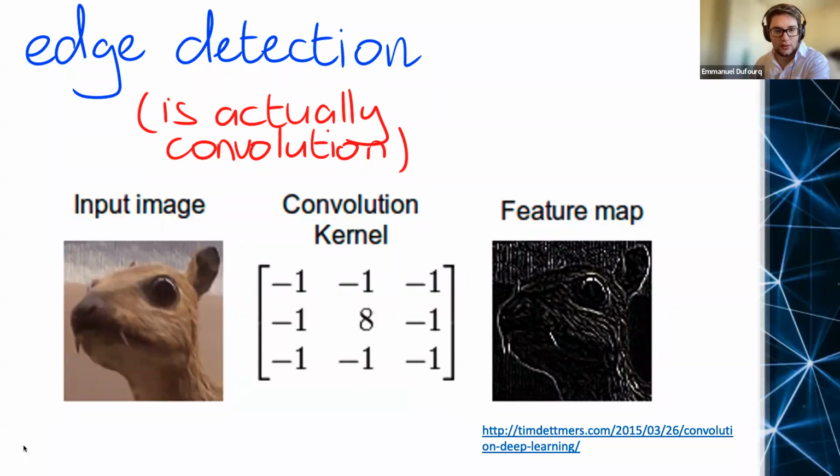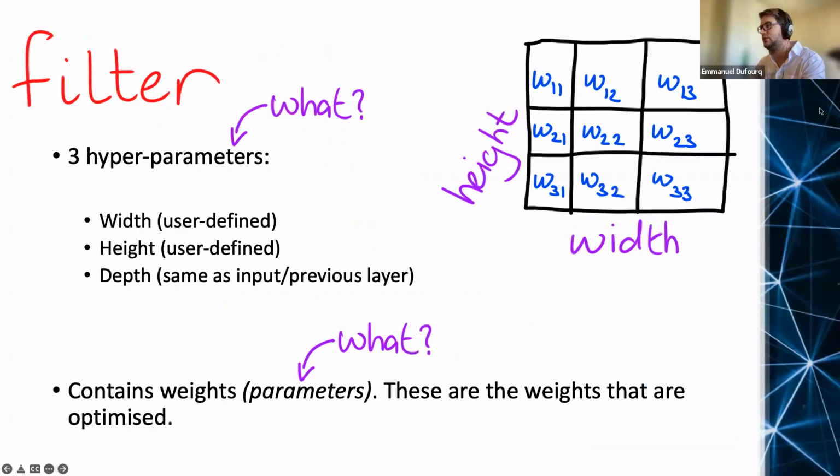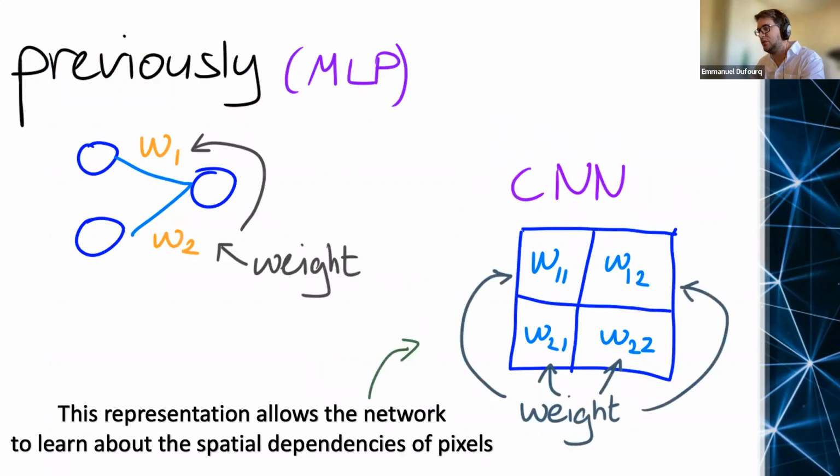All right, and then we had a little introduction to what the filter looks like. So just a reminder, the filter has a particular width and a particular height. These are user-defined parameters, and inside the filter are the weights. So these are what we're trying to optimize. Okay, so that's where we left off.